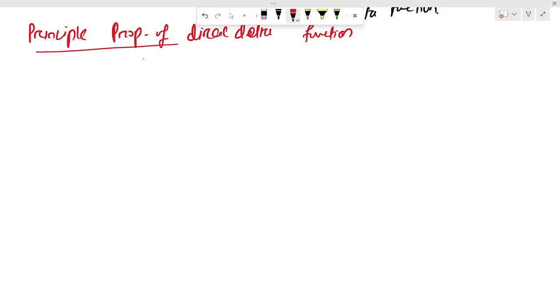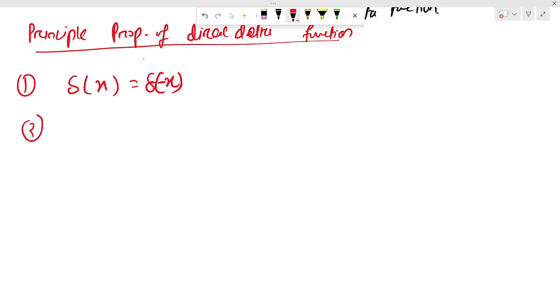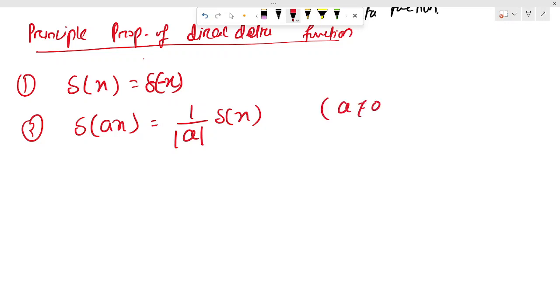Let me start. The first property is δ(x) is equal to δ(-x). The second property is δ(ax), where a is a scalar quantity, that is 1/|a| δ(x), where a does not equal 0. Except 0, you can take this property.